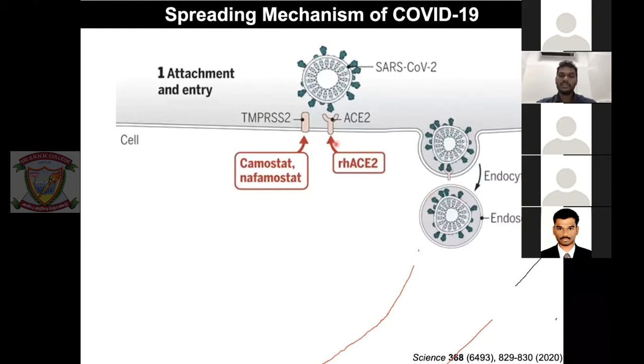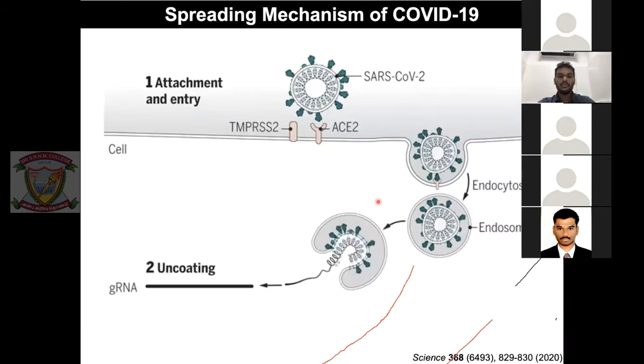The other method is recombinant human ACE2 protein. Basically, you give a larger amount of this protein. So when you take more of this protein, instead of your cell protein binding to the virus, the external protein you are taking will bind to the virus. This will stop the virus from entering into human cells. So this is step one.